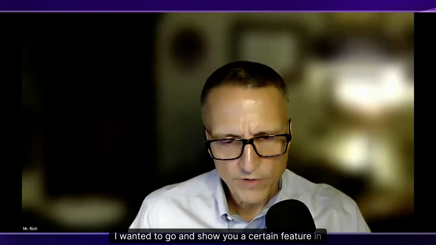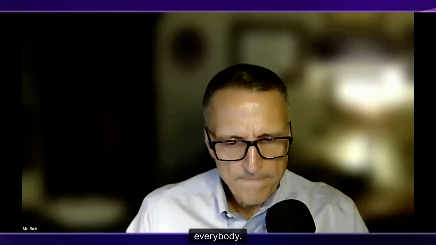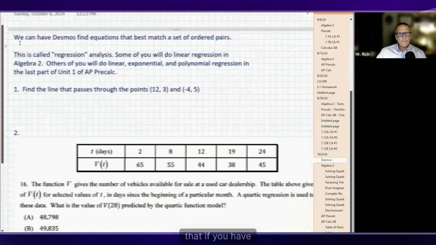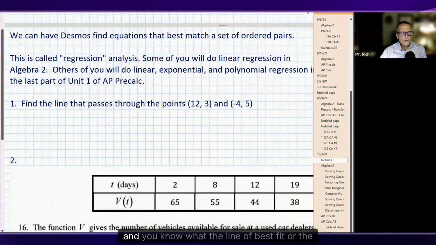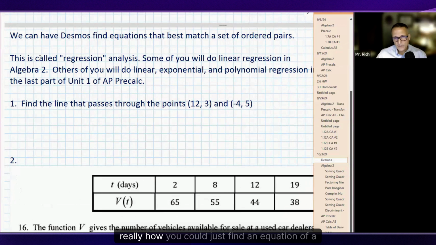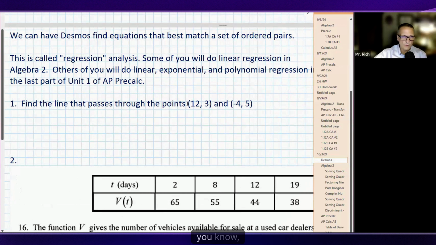go and show you a certain feature in Desmos that I think will help everybody, and it is the topic of regression. One thing that I want to show you about Desmos is that if you have a set of ordered pairs and you know what the line of best fit or the graph of best fit would look like in terms of it being a line or a quadratic or maybe a third degree polynomial or even an exponential function, Desmos will do the regression analysis and find what we would call the line of best fit or the graph of best fit. And I want to show you really how you could just find an equation of a line if you know 2 points.